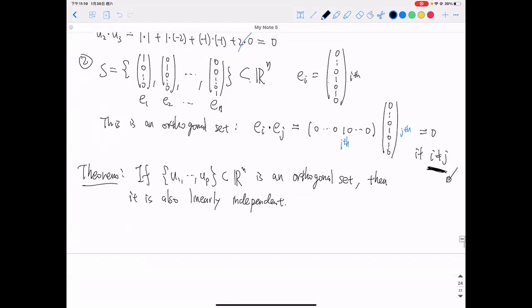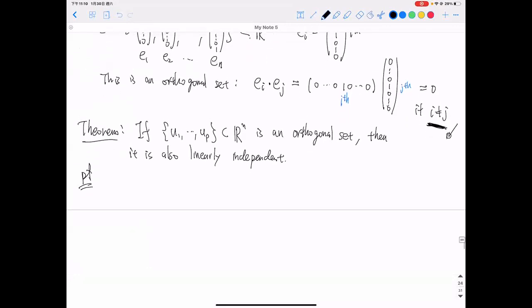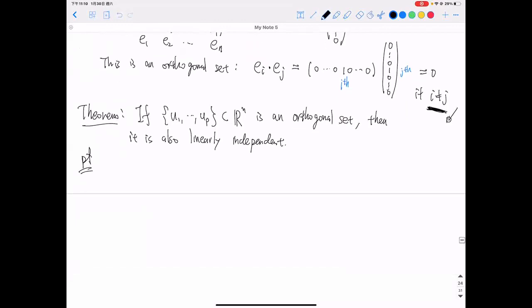Okay. So that's a nice thing to have, and it's fairly easy to prove. So we'll do that. To determine whether the collection U1 through UP is linearly independent or not, we have to study this equation. And we want to argue that the only way for this equation to hold is for the C's to all equal 0. Okay. So let's do this.